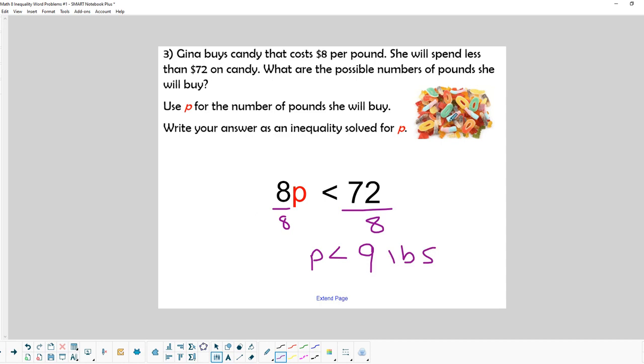So that's what these word problems are all about: write an inequality based on the words that we see in the problem, and solve it.